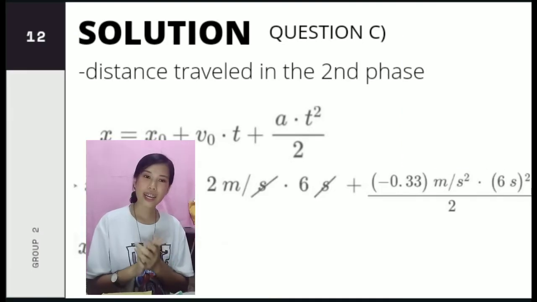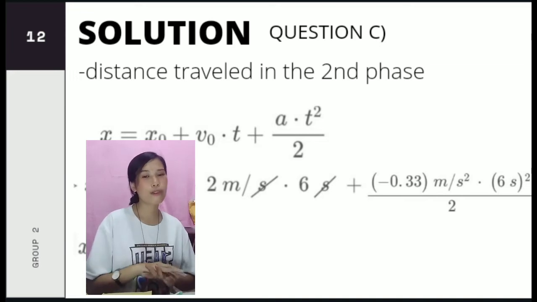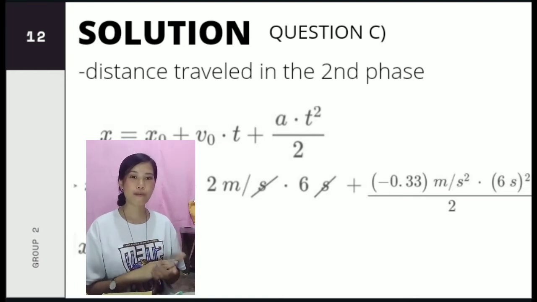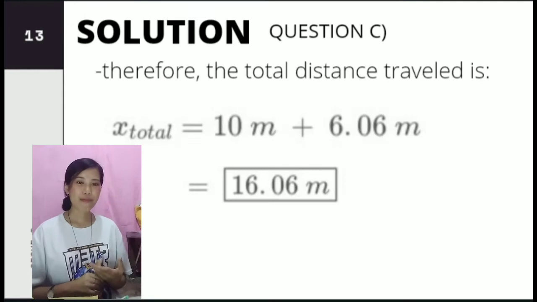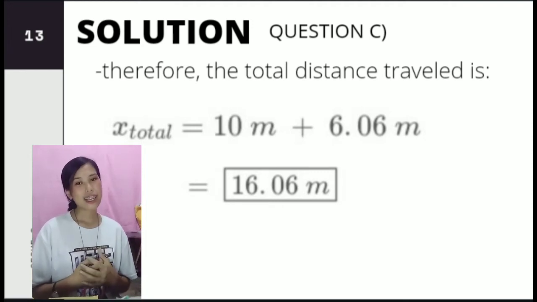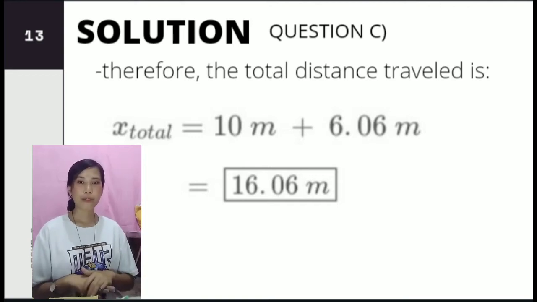And then for the second phase, same process, using the formula and then substituting everything, that gives us x equals 12 meters. And lastly, add the first and second phase to get the total distance traveled. So we have the final answer, 16.06 meters. And here I end everything. So let's proceed to the next reporter.